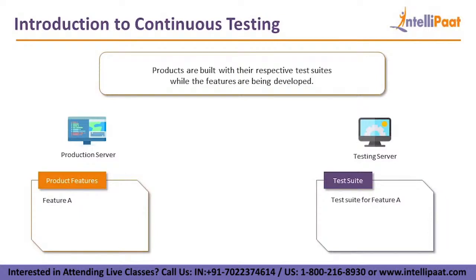Let's understand that. Now, the products are built with their test suites, right? Let's say there are X features on my website right now, so there'll be X tests to test each of those features. So if I have feature A, I will have a test suite for feature A as well. When I add a feature B, I will also have to create the test suite for feature B, right? So my automation testing development and my application development go hand in hand.